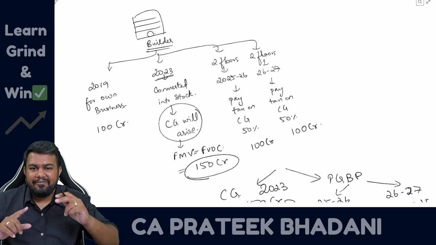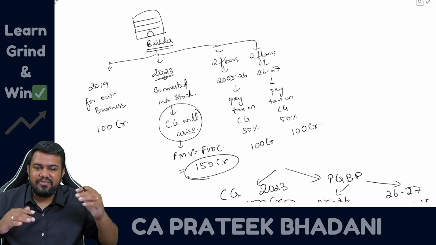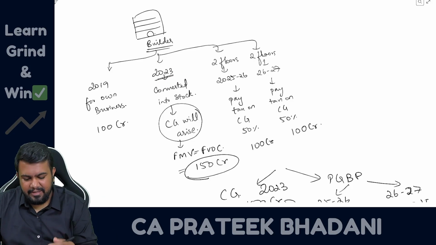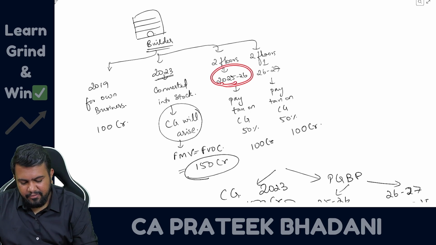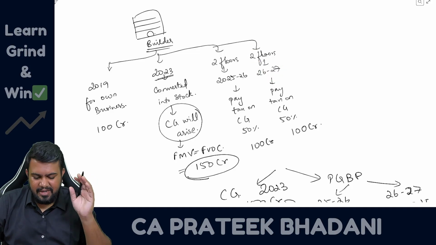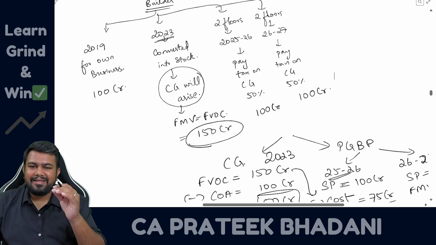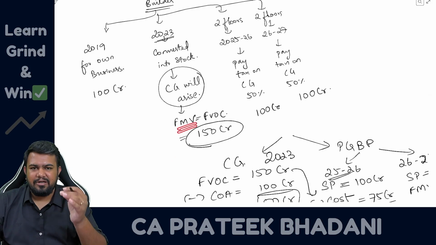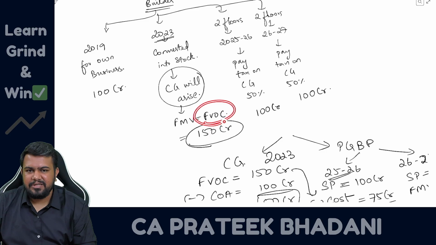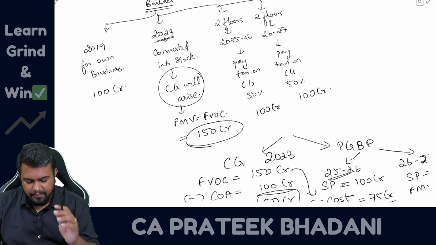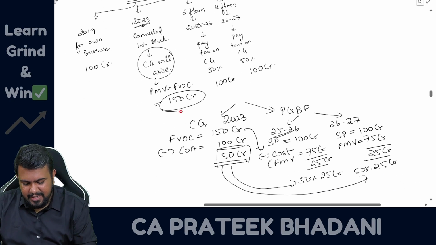However, what did I say? When is it taxable? It is taxable in the year in which the stock is sold. So let's say in 2023 it was converted into stock. Later on in 25-26, 2 floors of the building were sold, and in 26-27 the remaining 2 floors were sold. That is why in 2023 itself you will calculate the capital gain. The capital gain will be the fair market value as on the date of transfer, taken as the full value of consideration, minus the cost of acquisition of 100 crores. So let's say the fair market value is 150 crores.